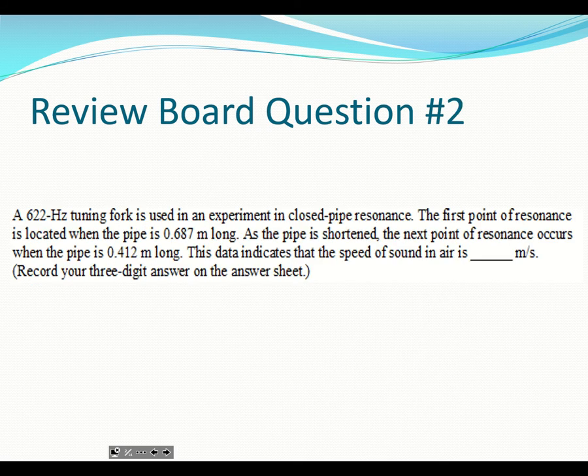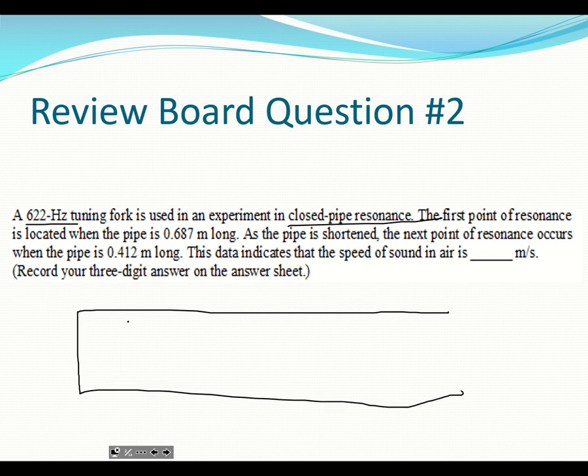Okay, and then a 266 hertz tuning fork is used in an experiment in a closed pipe. So we have frequency, closed pipe. The first resonance is located when the pipe is that long. As the pipe is shortened, the next resonance point is that long. When the pipe is that long, the data indicates that the speed of sound is. Okay, so let's draw this out. So it's a closed pipe again.